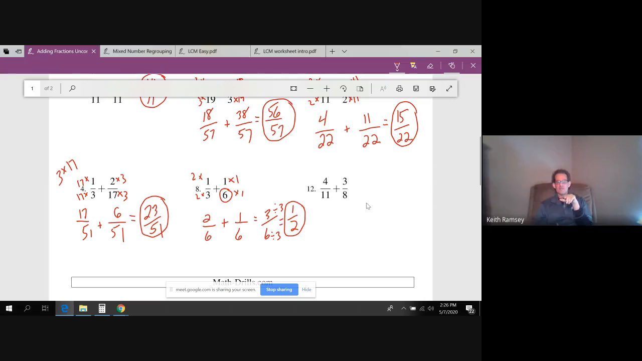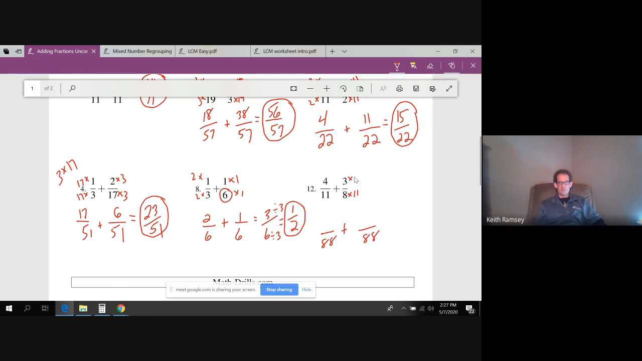Okay, and then the last one, number 12, I have the denominators 11 and 8. I want to determine what's the least common multiple. 11's prime. 8's not a factor of 11. So my shortcut is to multiply 8 times 11 is 88. So I'm going to change both of these to 88 for my least common multiple for my common denominator. So I know 8 times 11 is 88.